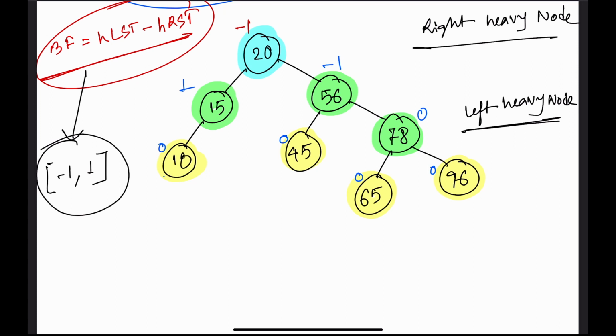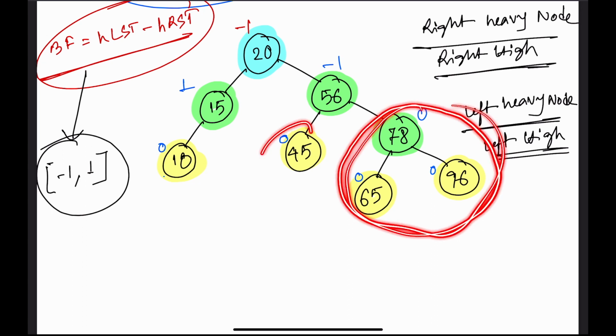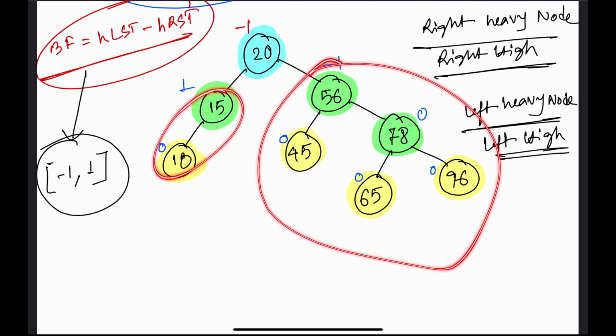So a node is called right heavy or right high. Another name is right high, and similarly there is left high. A node is called right heavy or right high if the height of its right subtree is one more than the height of the left subtree. For example, this node, this 56, is a right high or right heavy node because the right subtree height is one more than the left subtree height. Here also, this one, the left subtree is 2 and the right is 3, that's why.